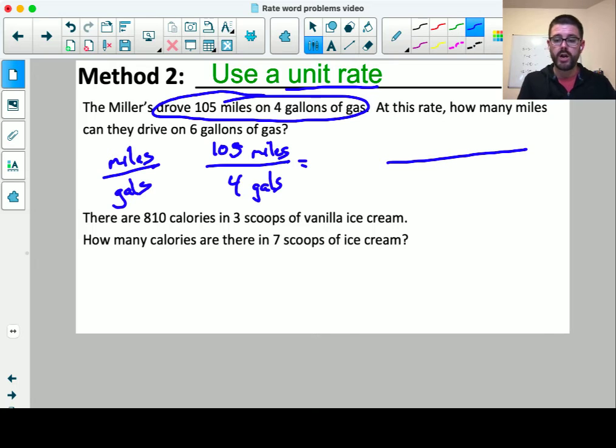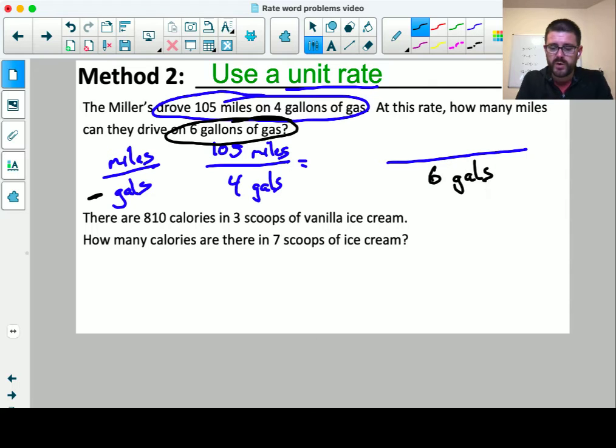Now, I kind of already know that it's not going to go nicely, so I'm going to set mine up off to the side, and I'm going to show you why here in just a second. We were given one more piece of information, 6 gallons of gas. Well, gallons is on the bottom, so I'm going to put 6 gallons over here, which means we want to know how many miles.